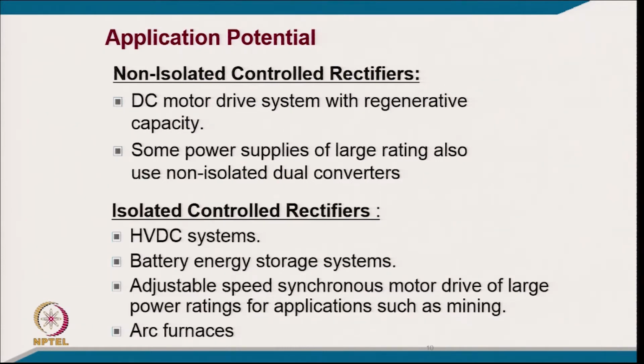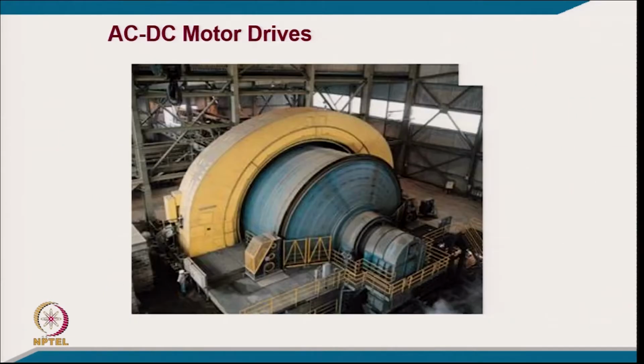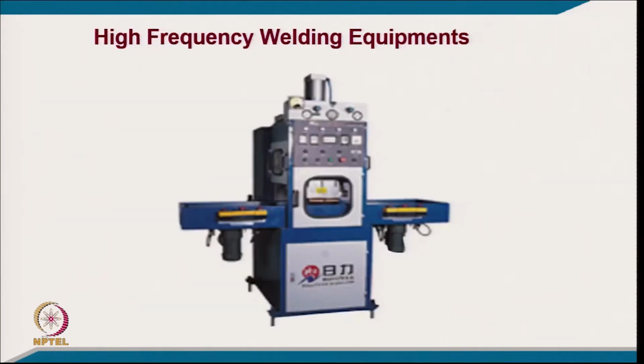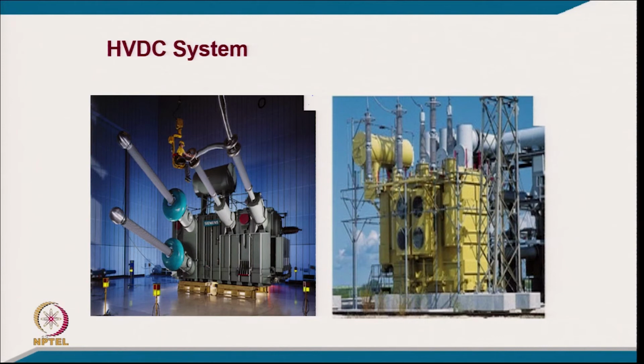And of course, isolated control rectifiers are used like in HVDC, battery energy storage systems, and adjustable speed synchronous motor drives of large power rating for applications such as mining and arc furnaces. Some of the typical examples you can see are AC motor drives of very large rating, of the order of up to 75 megawatt, and high frequency welding machines, initially for AC to DC conversion.